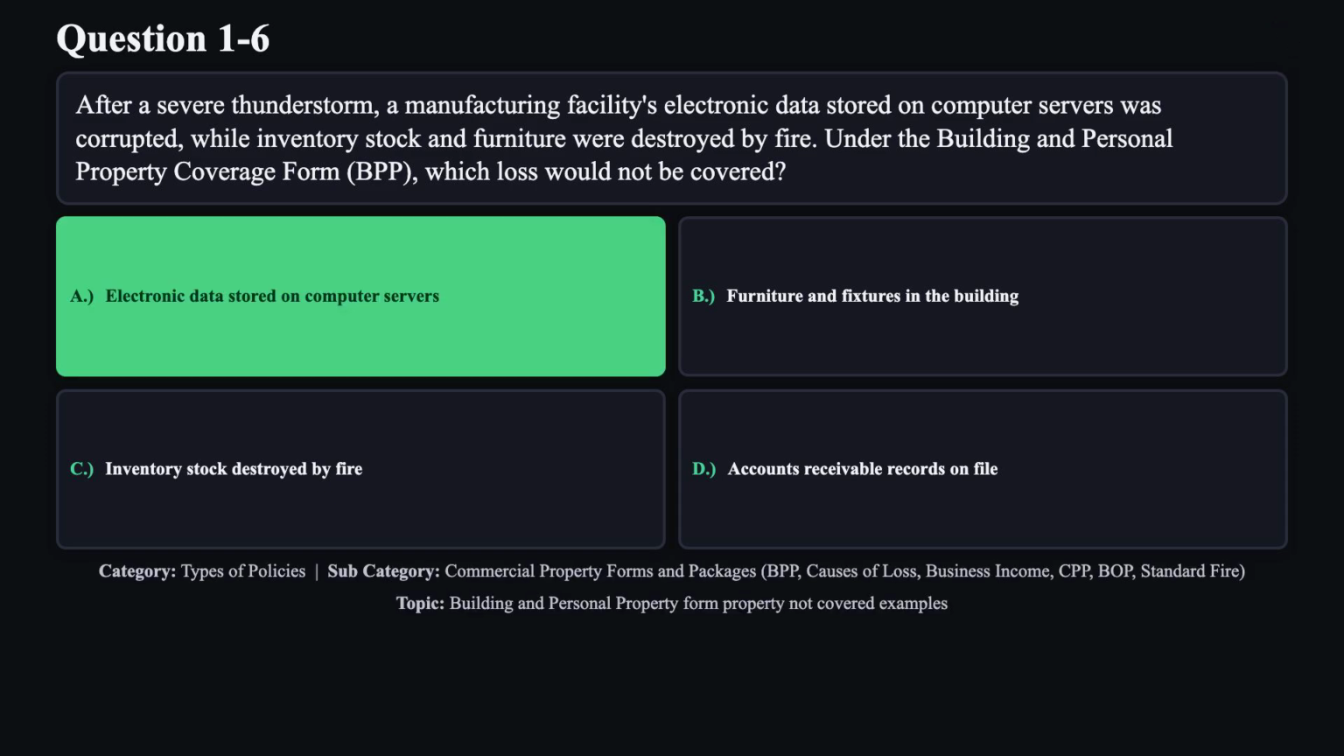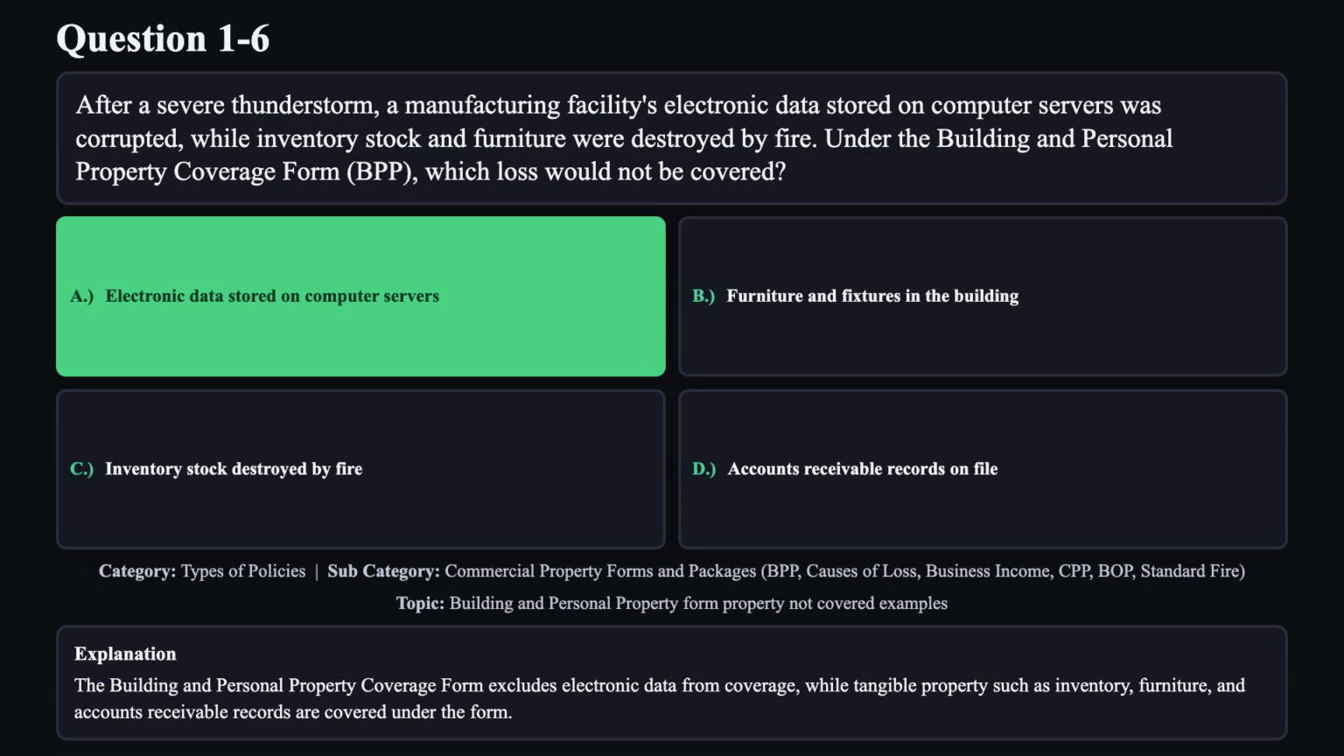The correct answer is A. The building and personal property coverage form excludes electronic data from coverage, while tangible properties such as inventory, furniture, and accounts receivable records are covered under the form.